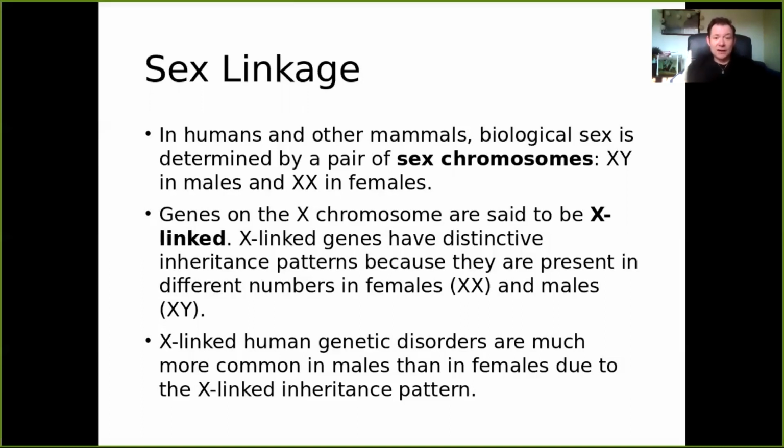Okay, so genes on the X chromosome are said to be X-linked. X-linked genes can have distinctive inheritance patterns because they are present in different numbers in females, XX, and males, XY. X-linked human genetic disorders are much more common in males than in females due to the X-linked inheritance pattern.